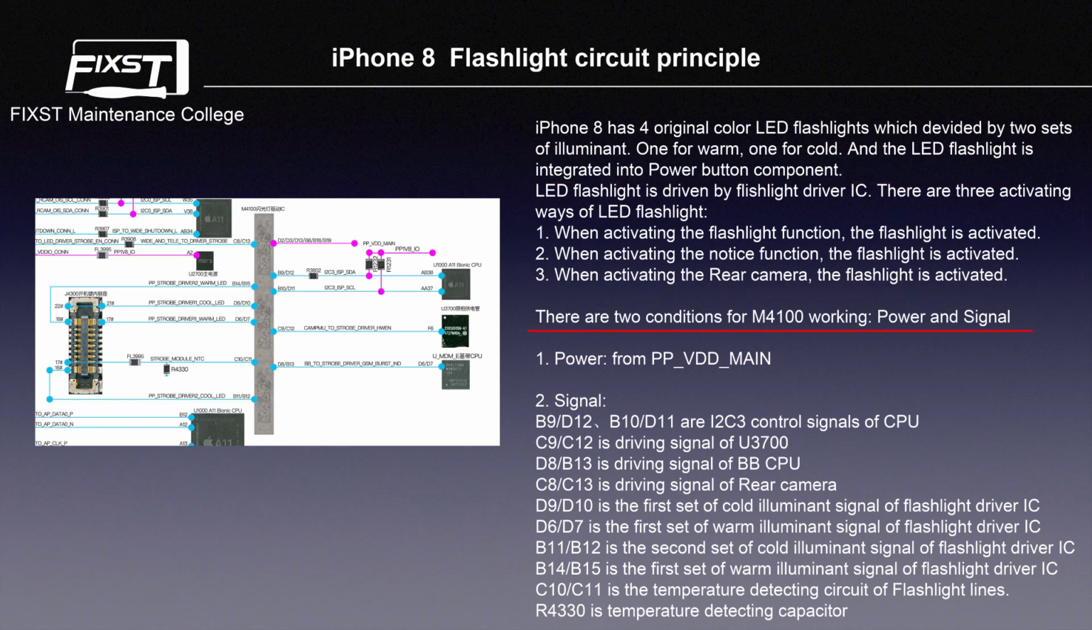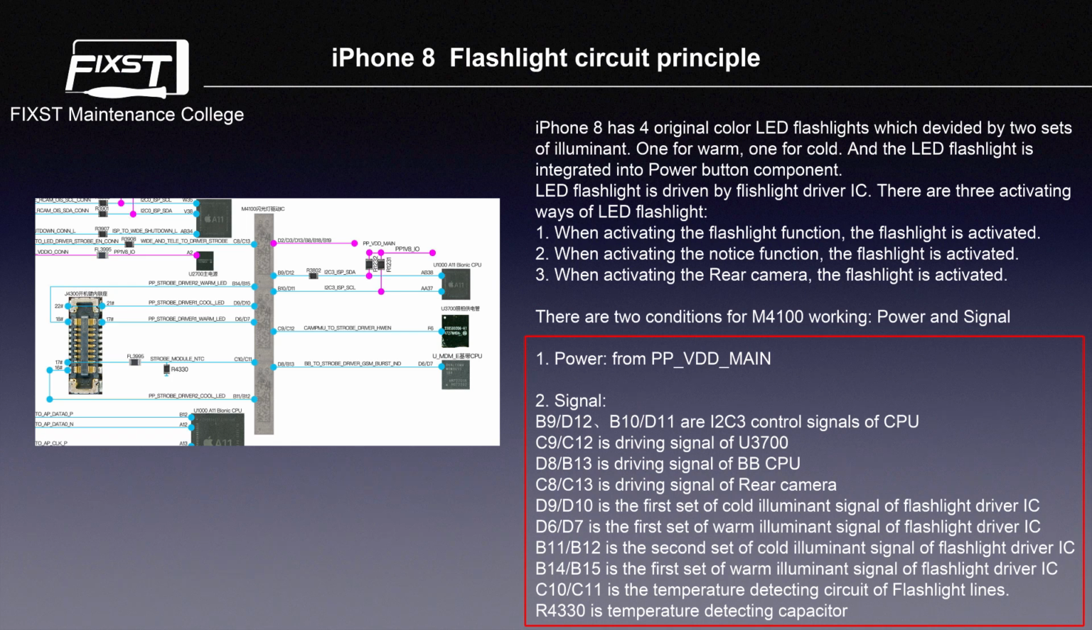There are 2 conditions for M4100 working: power and signal. Power from PP VDD main and 10 lines of signal. B9 to D12, B10 to D11 are I2C3 control signals of CPU. C9 to C12 is the driving signal of U3700. D8 to B13 is the driving signal of BB CPU. C8 to C13 is the driving signal of the rear camera.